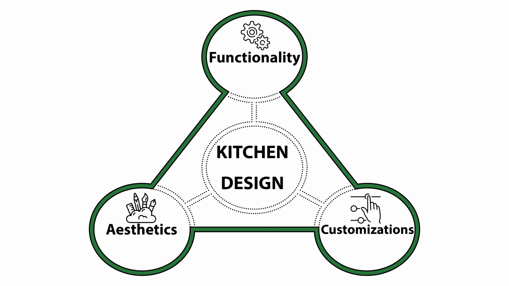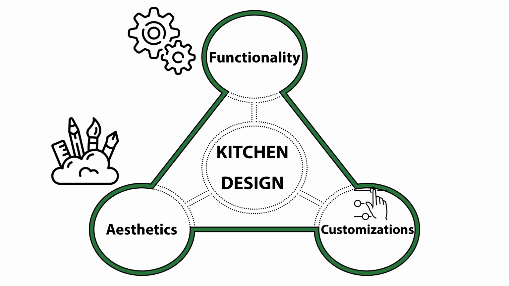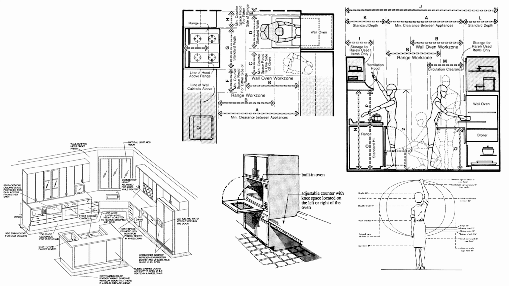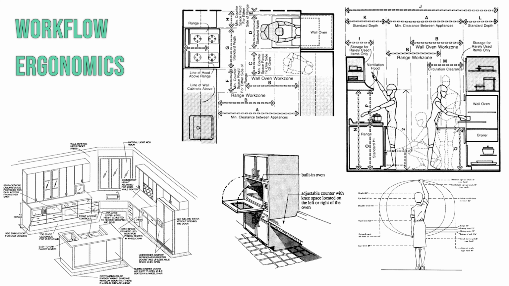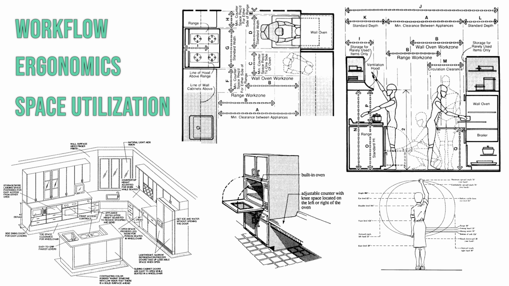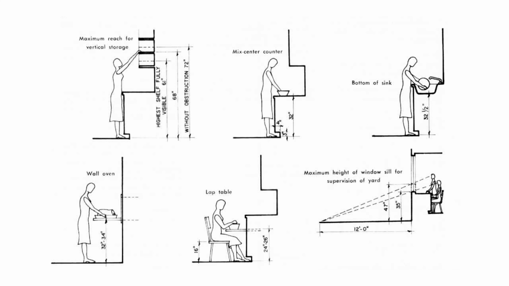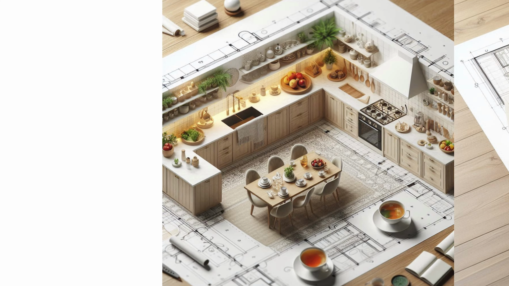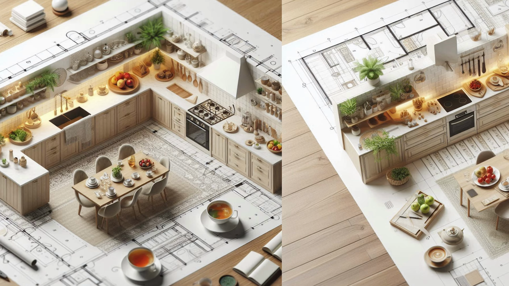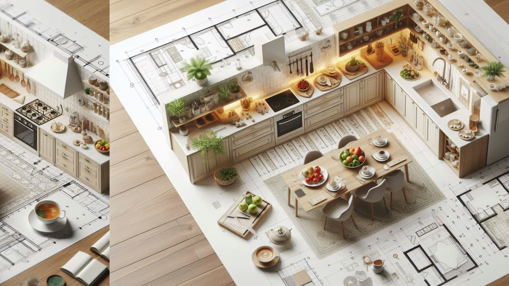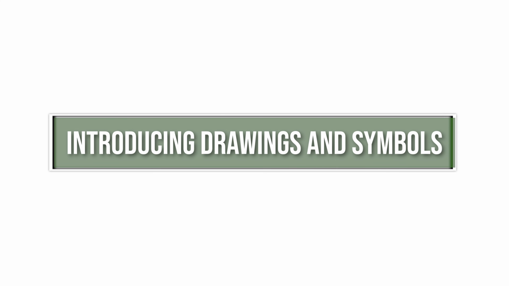Designing a kitchen presents the exciting challenge of blending functionality, aesthetics, and personal touches. Three key aspects to consider are workflow, ergonomics, and space utilization. It's essential to ensure everything is easily accessible, with ample counter space, storage, and room for comfortable movement. By thoughtfully balancing these elements, you can create a kitchen that not only works efficiently, but also feels inviting and intuitive.